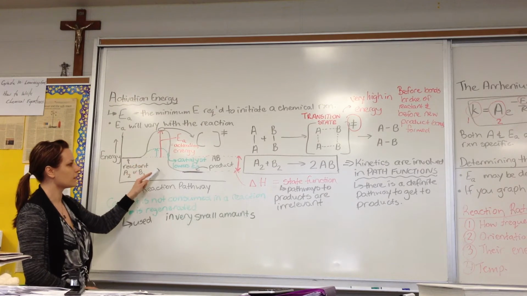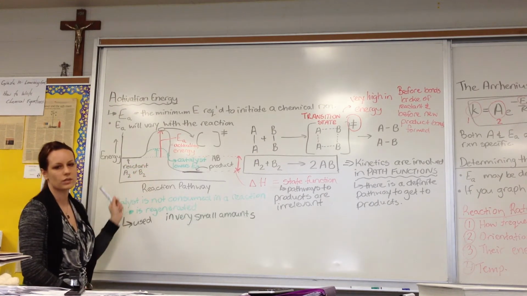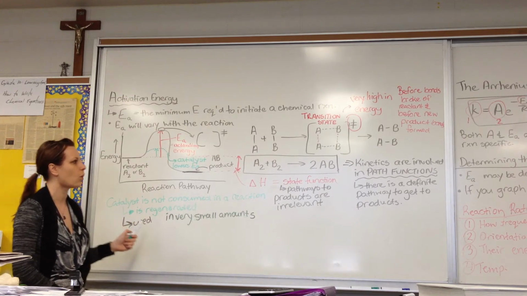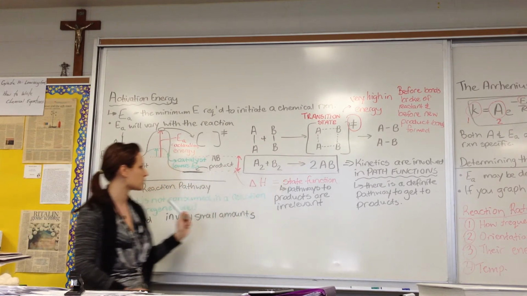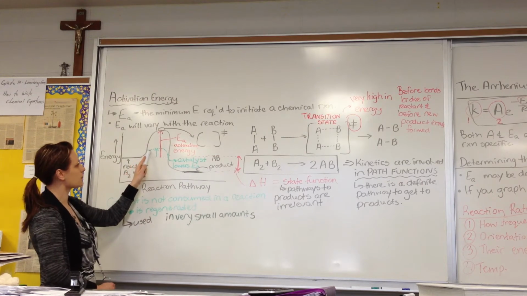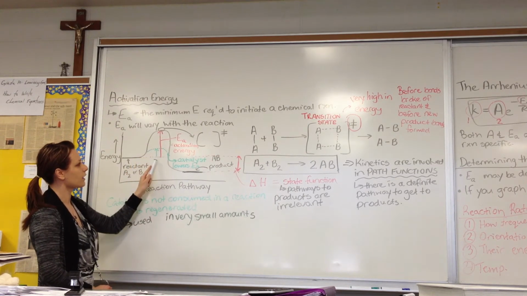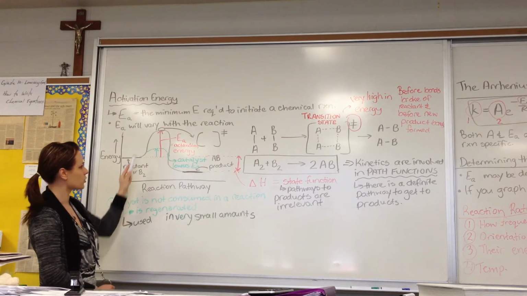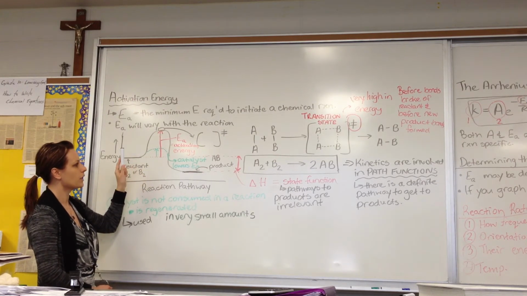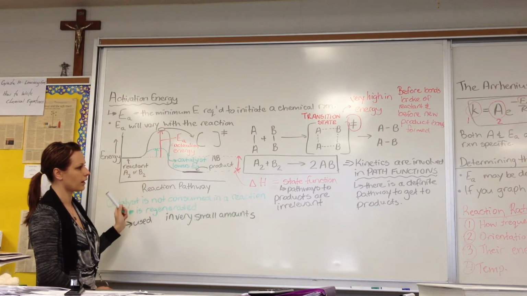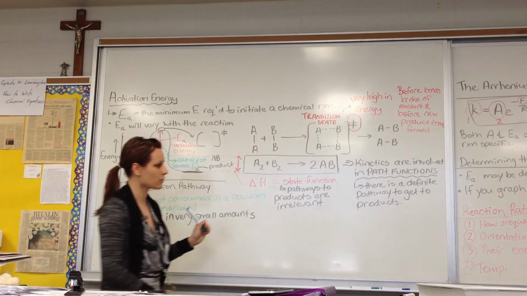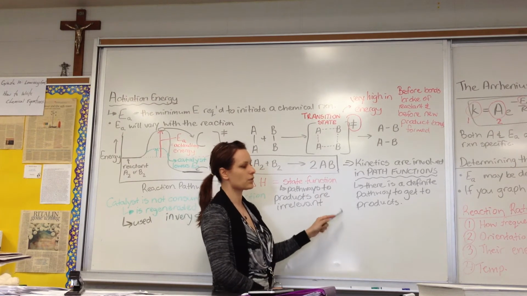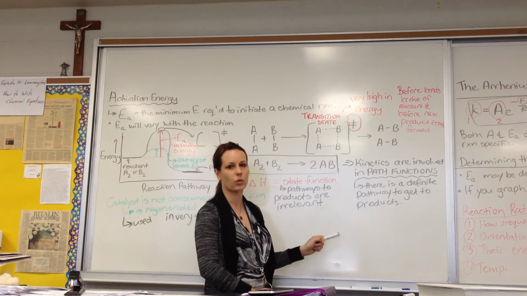Adding a catalyst lowers the activation energy, which means it lowers the energy required to get to the transition state. The way we show that is with a little green arrow, showing that the activation energy is a lot lower once we add a catalyst. So again, kinetics are path functions because there is a definite pathway required in order to get to products.